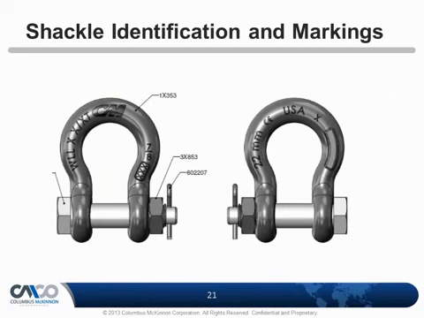Shackle identification and marking. So what do all these markings on this shackle mean? That's important as a rigger. The very first thing you need to do as a rigger is inspect that shackle. What are the markings on there? Who is it made by? Is it the right size that you need?